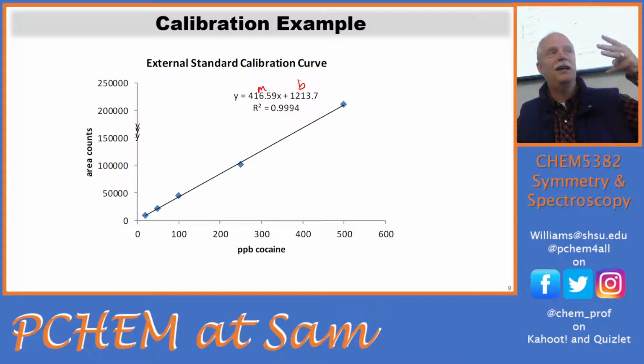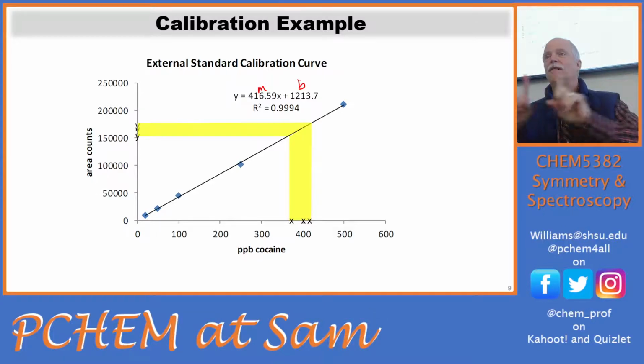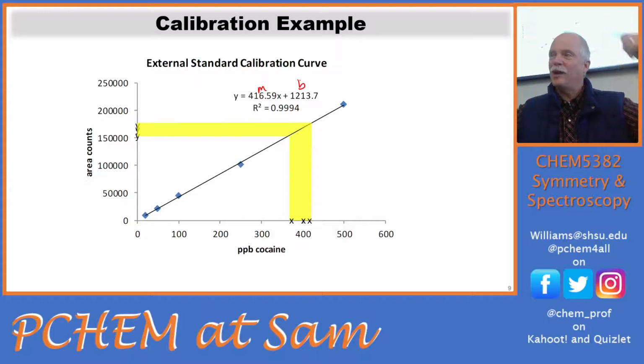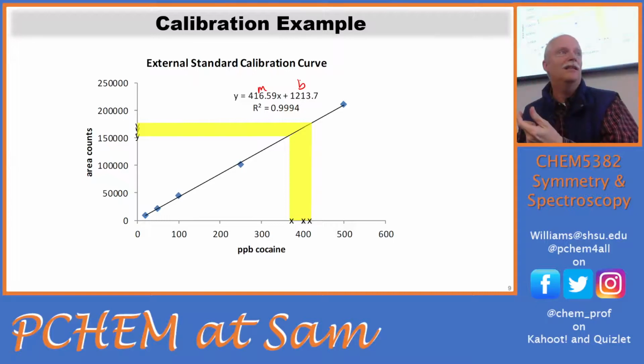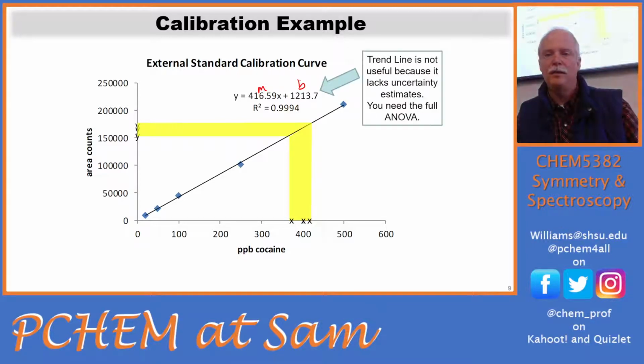And we can calculate the standard deviation of our y's, but how does that translate to our uncertainty in our x's? Right? We can get a concentration, but what's our uncertainty in concentration? We have to propagate the uncertainty through the whole equation. We can't just take the y value's uncertainty and apply it to the x, because of that plus b. That plus b kind of messes things up. And so this trend line, again, is not useful because it doesn't have the uncertainty value.